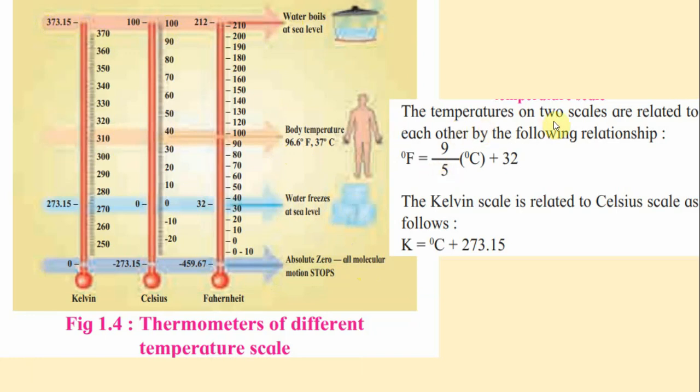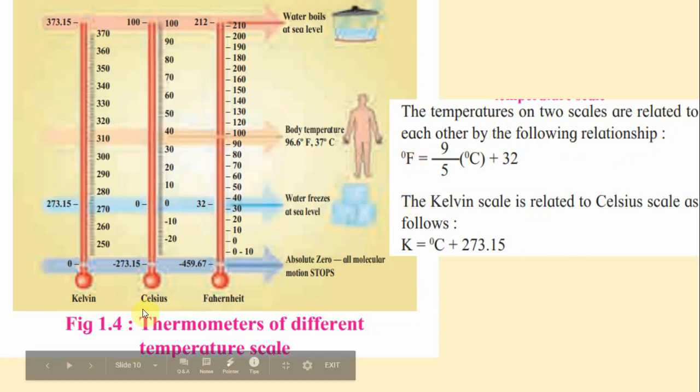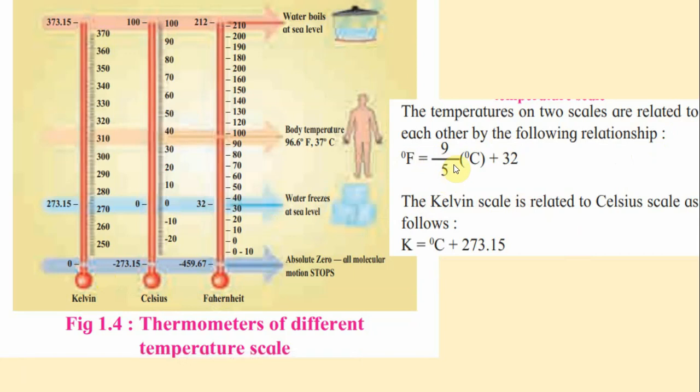The temperatures on two scales are related to each other by the following relationships. Here are two very important formulas by which we convert Celsius to Fahrenheit, Fahrenheit to Celsius, or Celsius to Kelvin, Kelvin to Celsius. Degree Fahrenheit is equal to 9 by 5 times degrees Celsius plus 32. The Kelvin scale is related to the Celsius scale as follows: Kelvin is equal to degree Celsius plus 273.15.